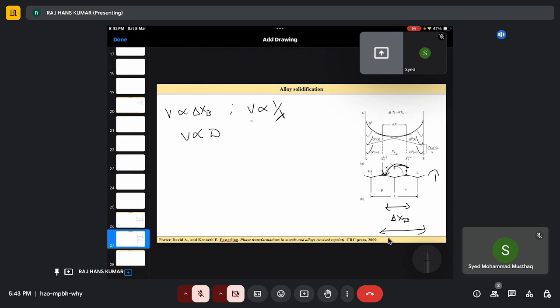Higher the diffusion, higher will be the diffusion velocity, higher will be the velocity front. So after combining these three empirical relations, we will get a proportionality constant K1 times D times delta xv upon lambda. This is one empirical relation.